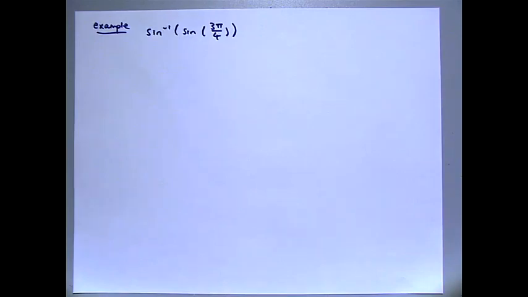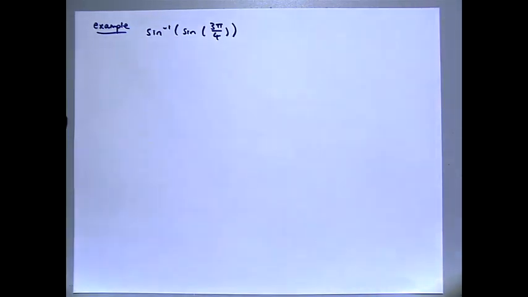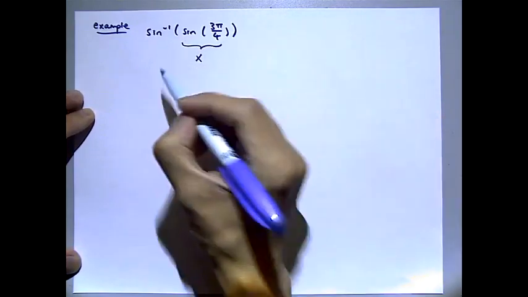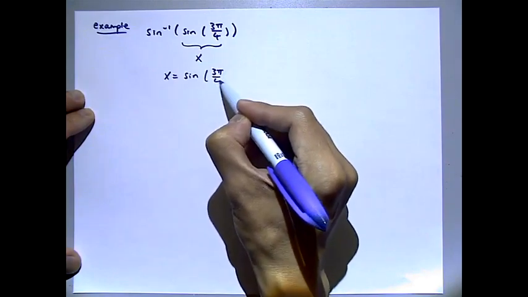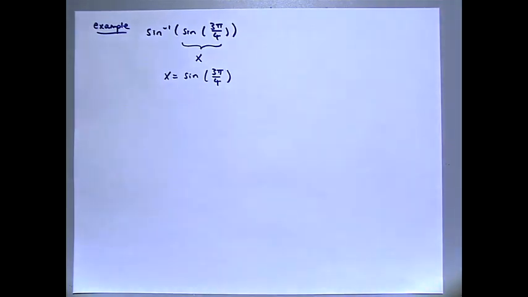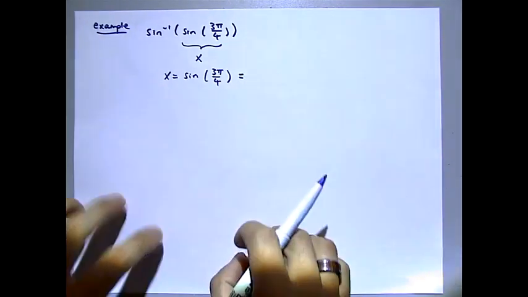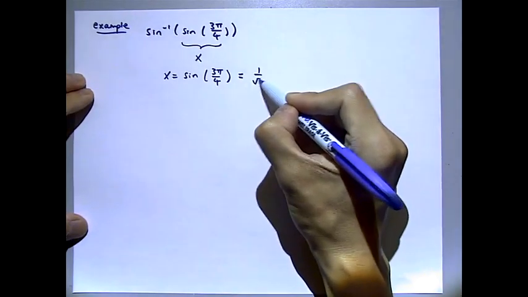So now we're in the second quadrant. It would not give you the same angle back, and you'll see why. Just like last time, this stuff on the inside we'll call x for now. And x is equal to sine of 3 pi over 4. And sine of 3 pi over 4 is? Come on, you need to know that. Sine of 3 pi over 4 is 1 over root 2, or root 2 over 2, right?